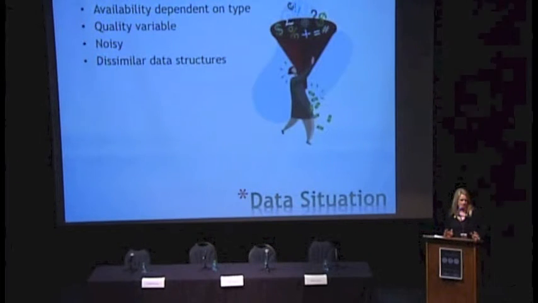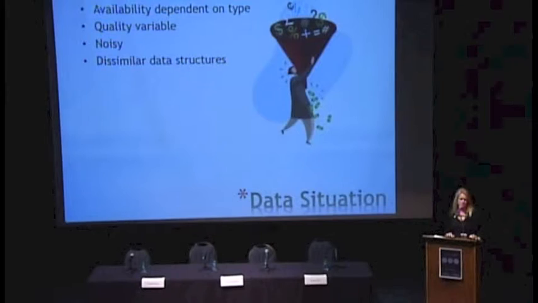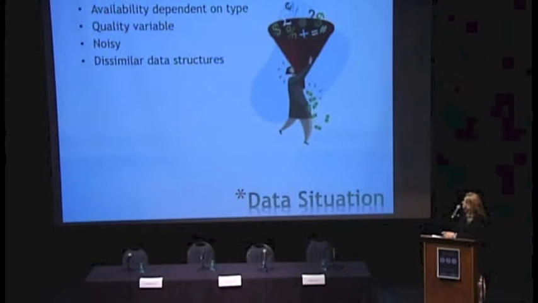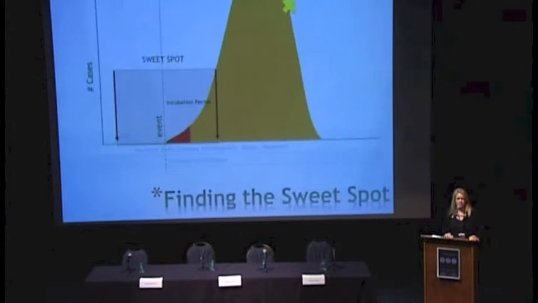Now, what's our data situation? Everybody in this room knows data exists. I don't think we have a data issue. I think we have a data building bridge issue. We've got to fuse it together in a more meaningful way. We've got available data. It's variable. It's noisy. And we have dissimilar structures. That's why we built FIDES, the Focused Integration of Data for Early Signals. And that's pulling data together from multiple data streams to include trade, health data, and other things, so that we might pull together and identify disruptions in the food system and hopefully predict.